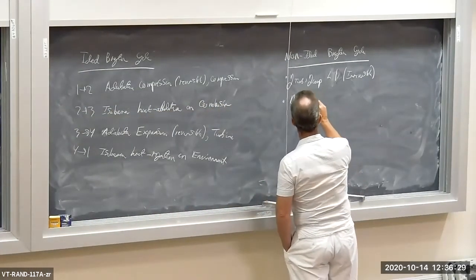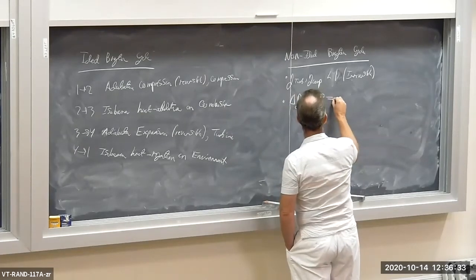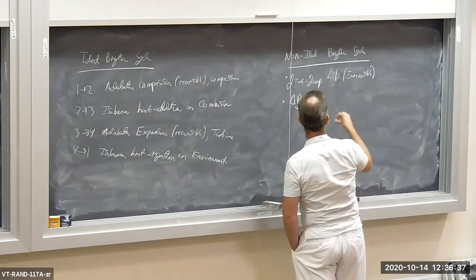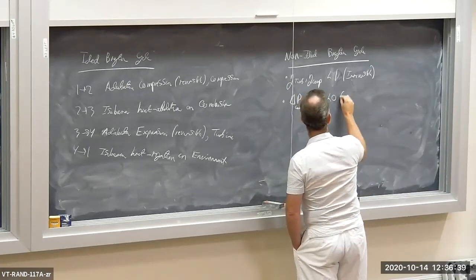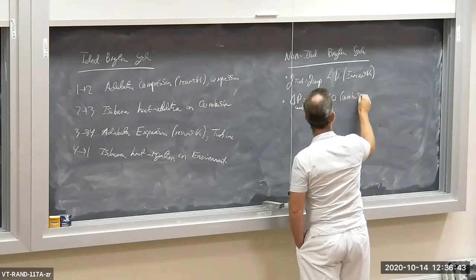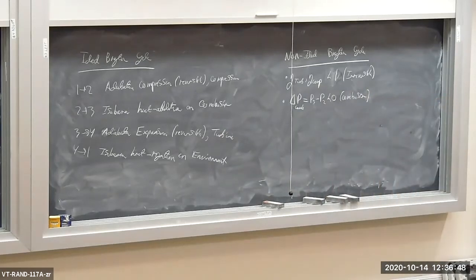which is P3 minus P2. So that may be less than 0. So there might be a pressure drop across the combustor. So these are all possibilities.